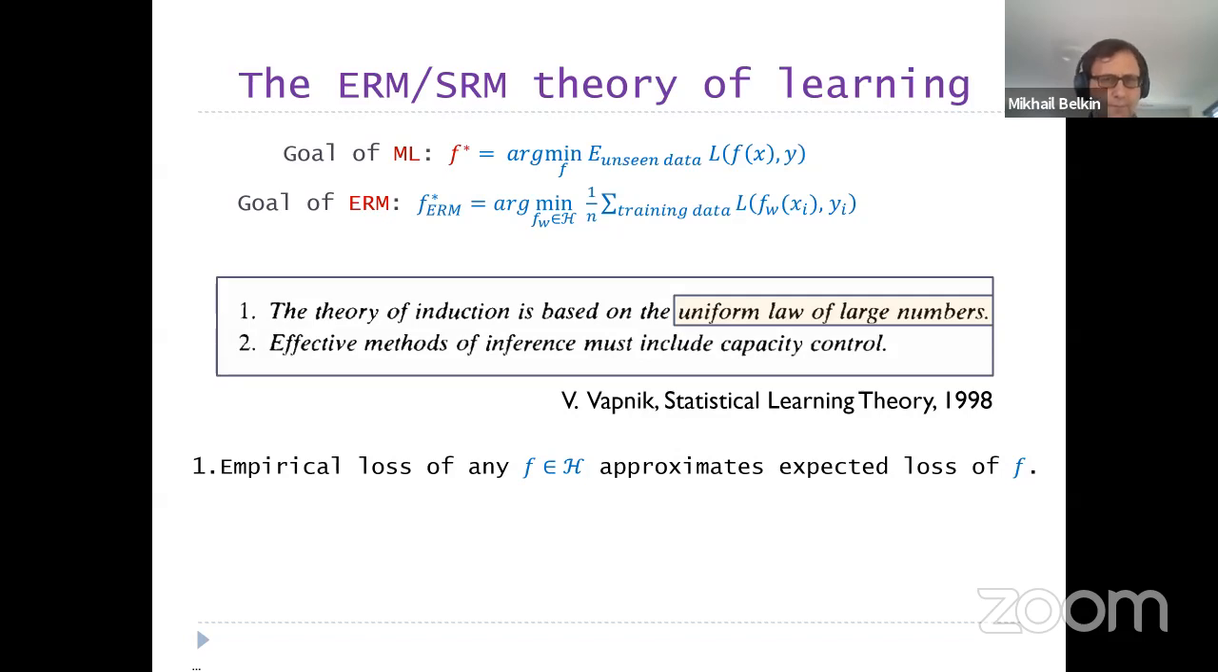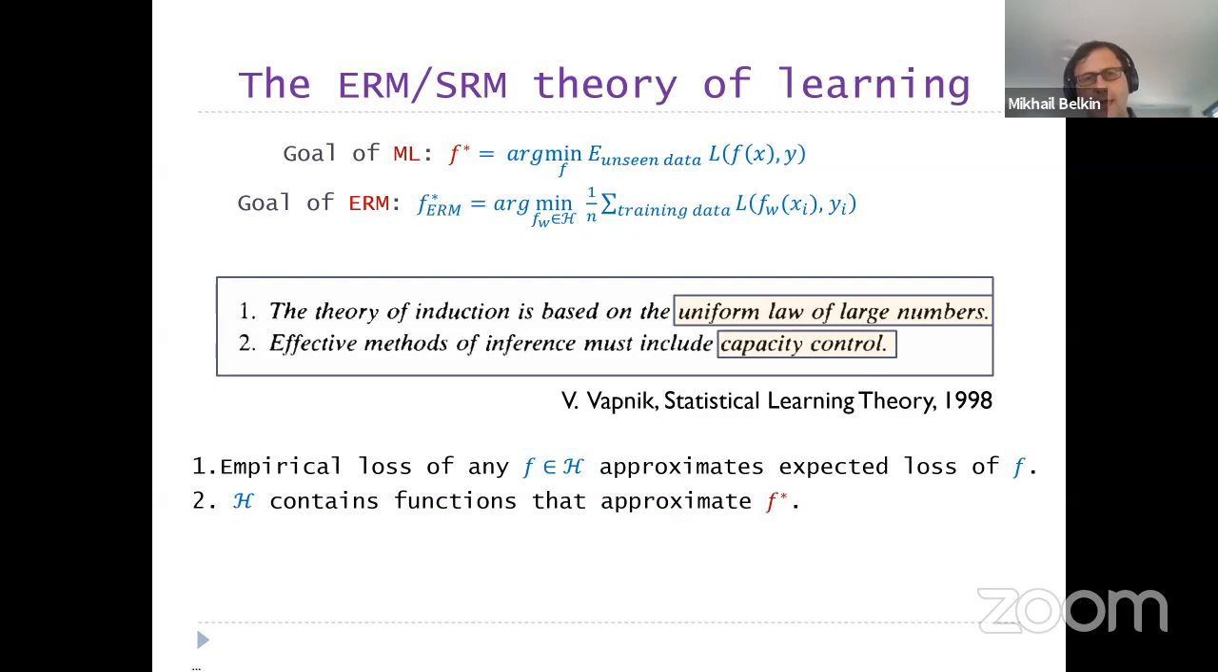That's one. Now, what is capacity control? Capacity control means that H must contain functions that approximate F star. If H doesn't have functions which approximate F star, this is kind of a doomed enterprise, right? If in your class of functions there are no good functions, then there is no point doing this at all.